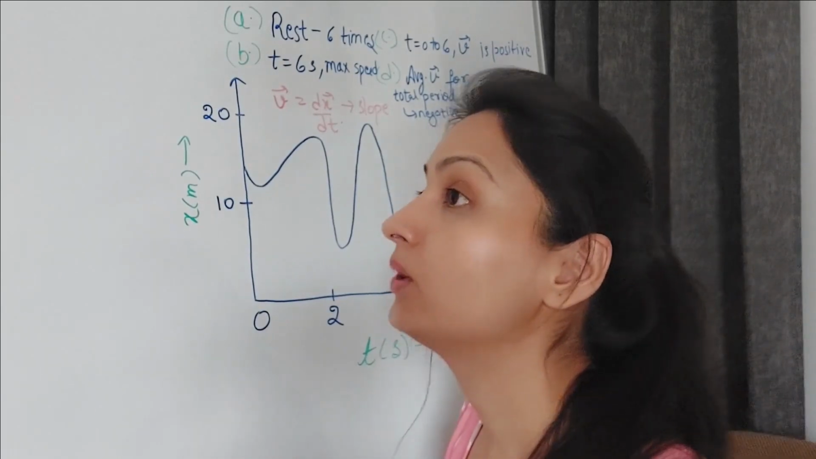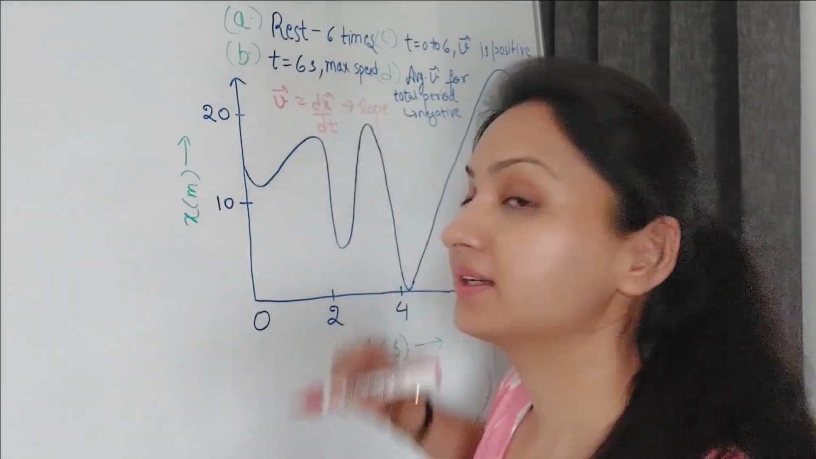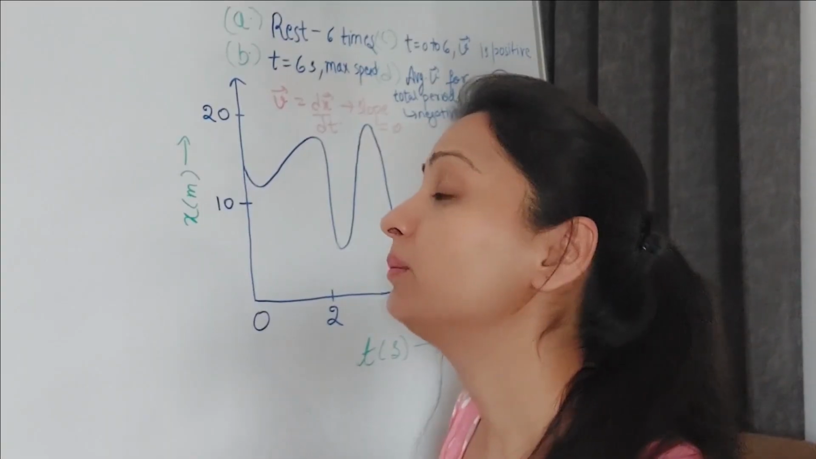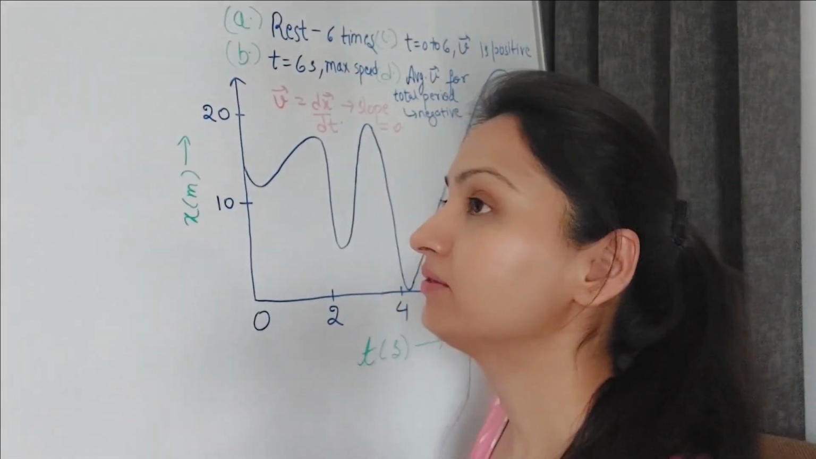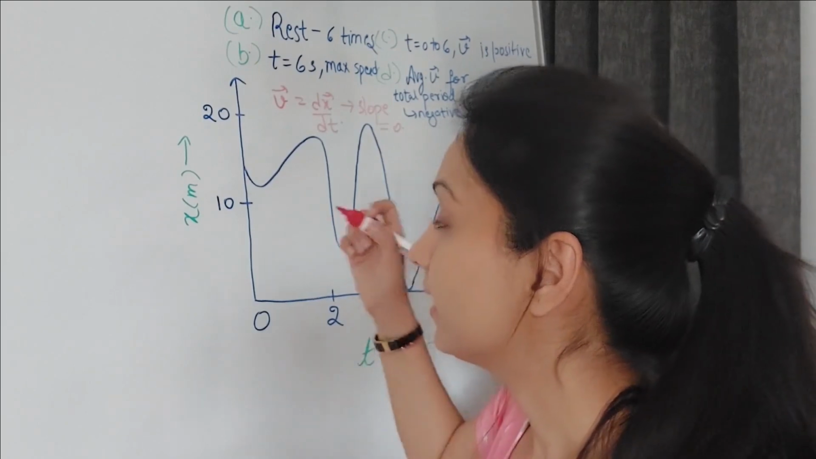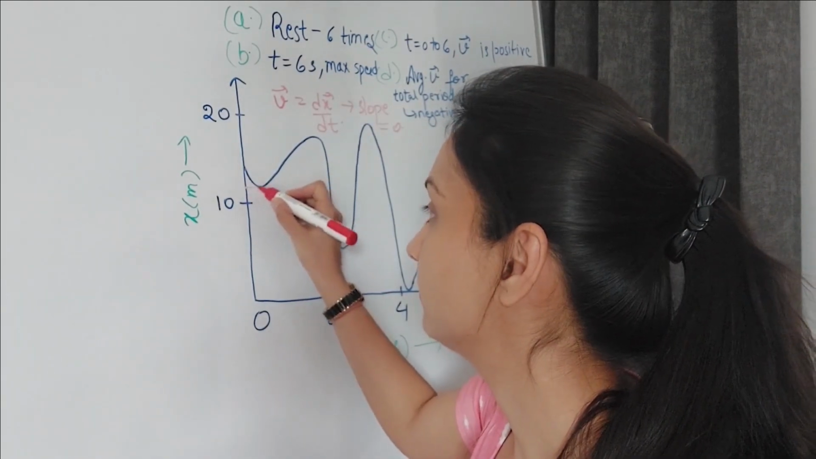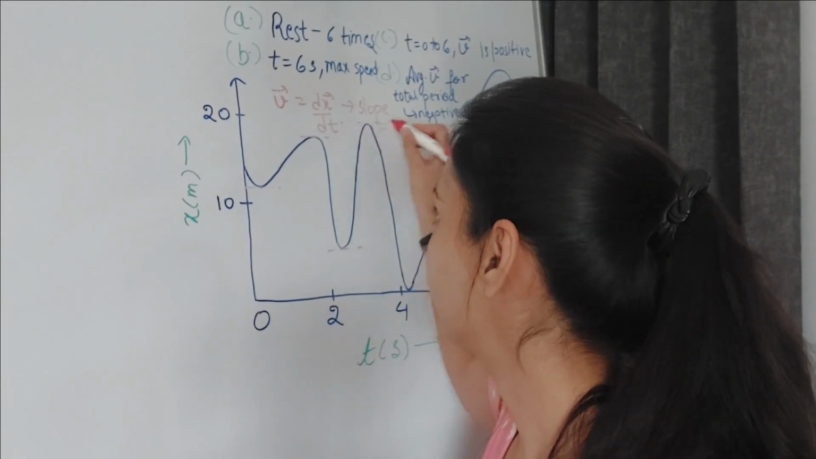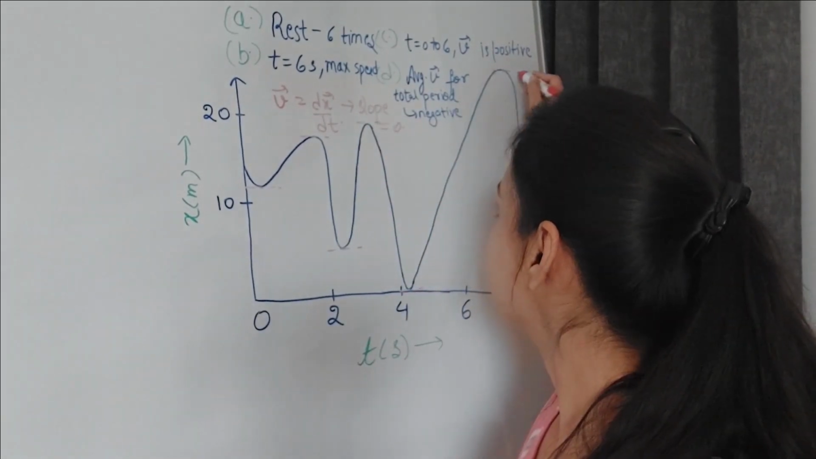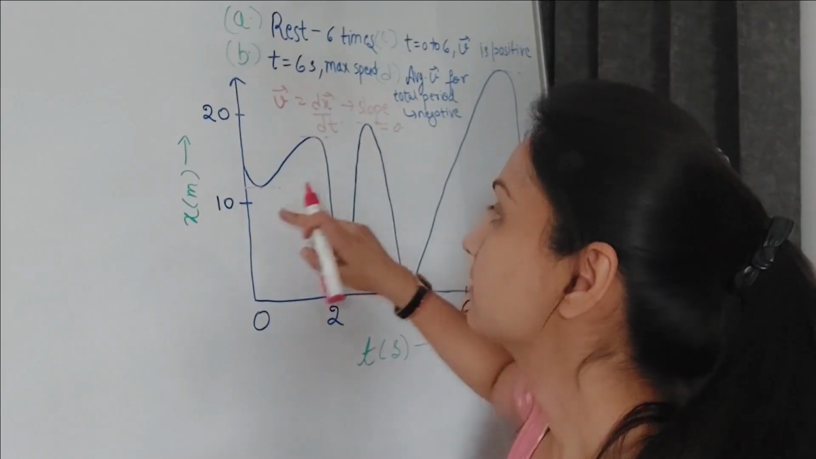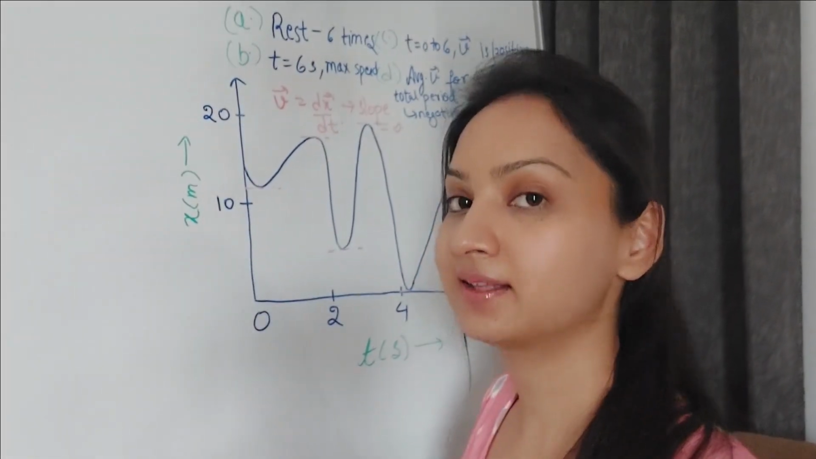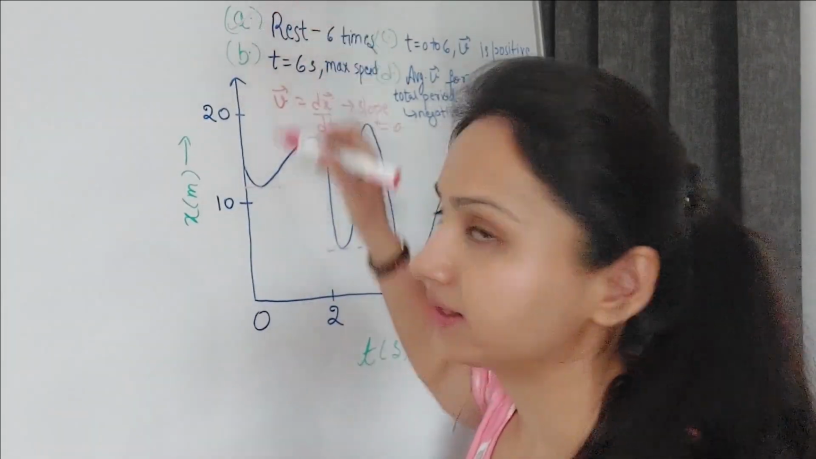So the particle will come to rest whenever this velocity is 0. This slope is 0. So we will be checking where in the graph the slope is 0. And I'll be noticing that it is 0 at exactly 1, 2, 3, 4, 5 and 6. 6 points. So the particle comes to rest 6 times, exactly 6 times. So this is correct.